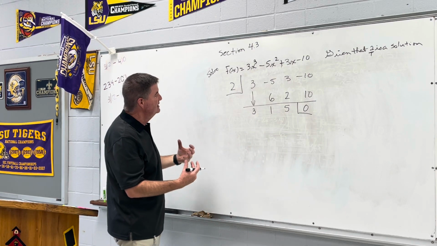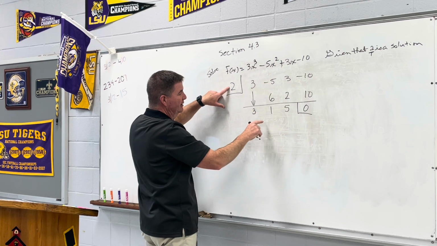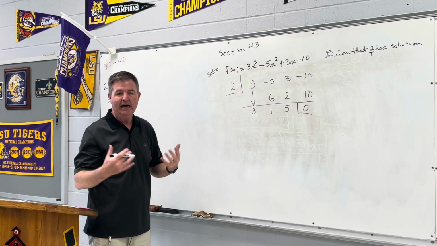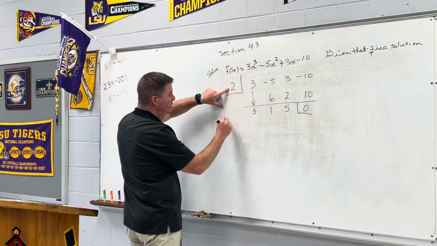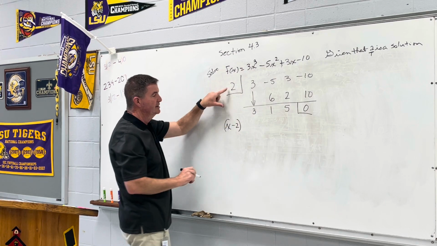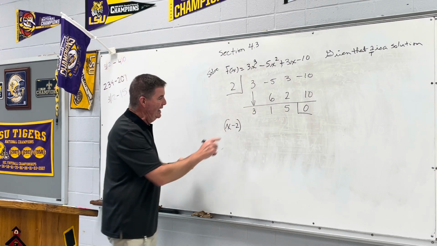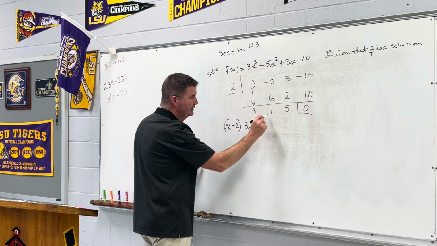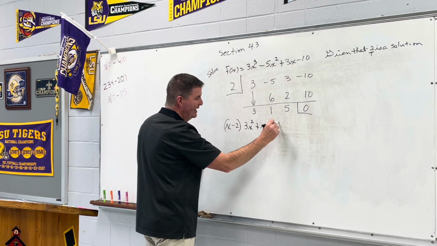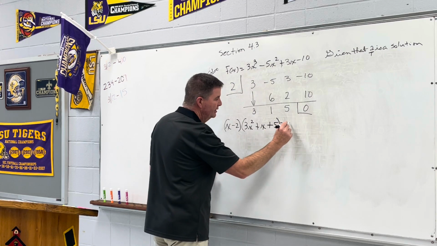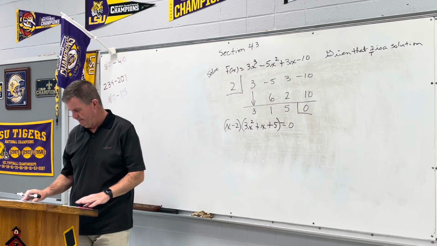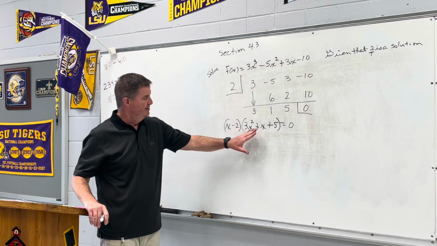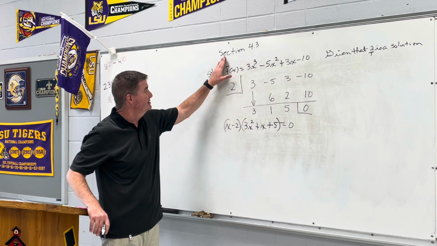What I like to do at this time, though, is put the x's back in, because just the numbers don't mean that much to me. But if I put the x's back in, I can see how to factor it. So this, represented with a number, would be x minus 2, because it's written as a binomial. Remember the opposite. And this would be 3x squared plus x plus 5 equals 0. So this is what we factored out. This is what's left, and they're telling us to solve.